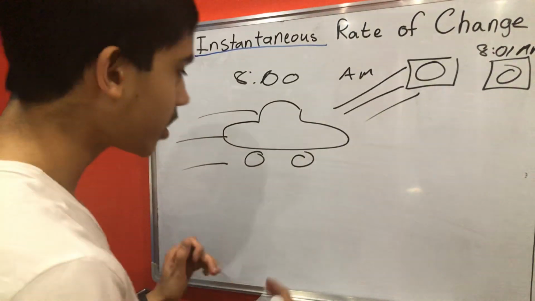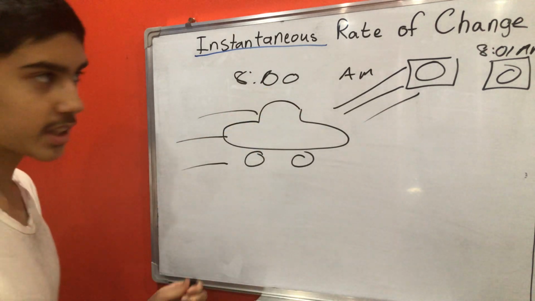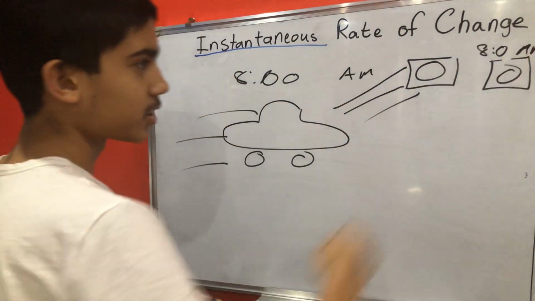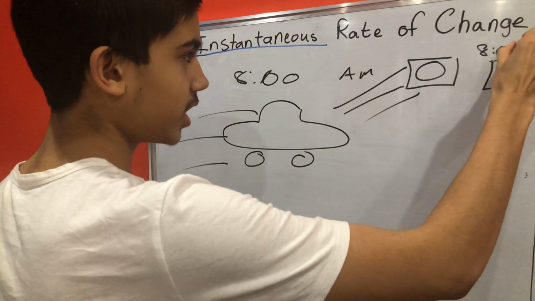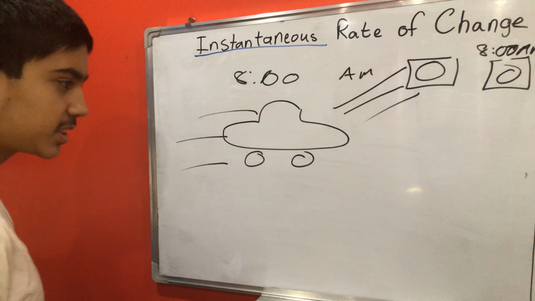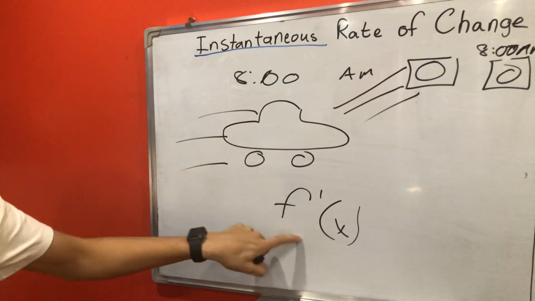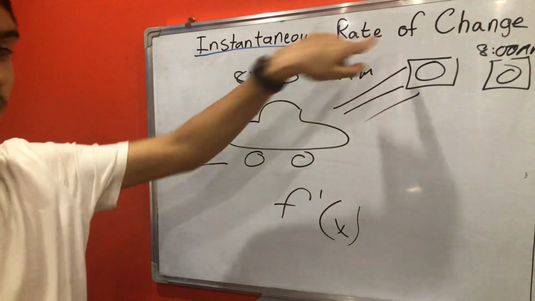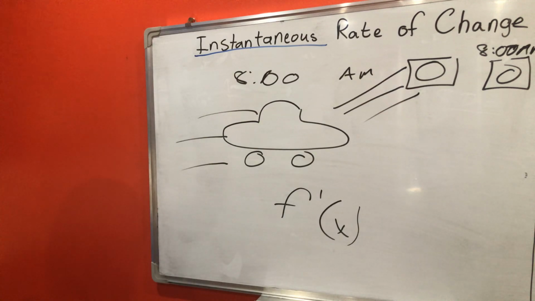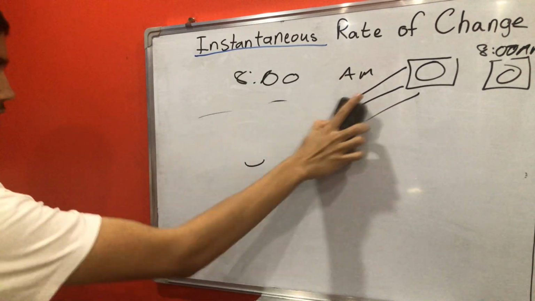But the real way to figure it out without a camera would be to keep on decreasing this time. So instead of being 8:01 a.m., it'll be 8 a.m. but 30 seconds, 8 a.m. but 1 second. And so that's basically the definition of a derivative. So using the derivative, we can find the instantaneous rate of change. And so that's like the instantaneous rate of change.